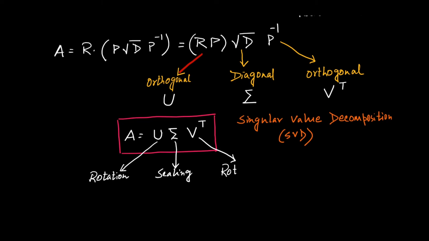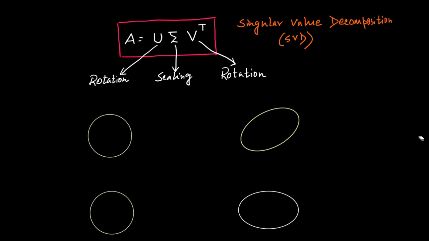So what is singular value decomposition geometrically? When you apply it on a particular shape, the shape first gets rotated, then gets scaled, and then again gets rotated. So applying A is actually a combination of these three types of transformations: rotation, scaling, and rotation. Let us see. Let's say I have these two vectors in this circular region.